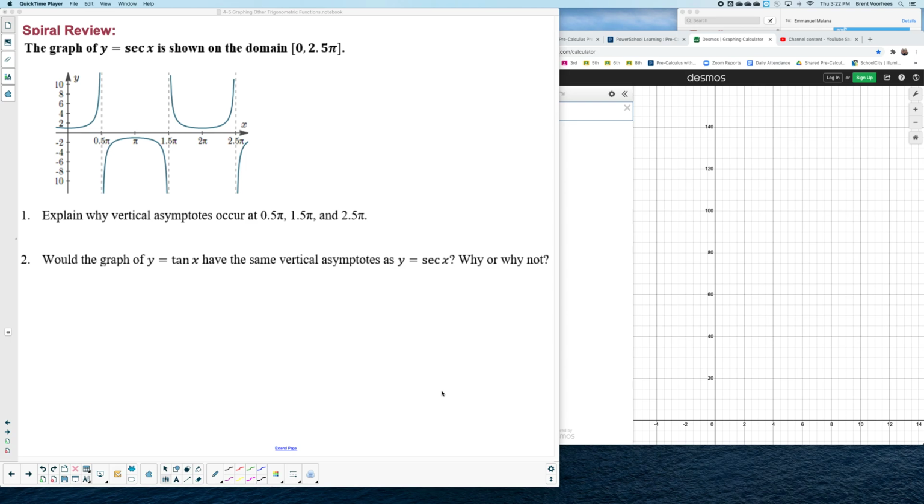This, I'll call it spiral review. It's kind of like an ACP problem here. It says, I'm going to do both these two in this one video here. The graph of y equals secant x is shown on the domain from 0 to 2.5 pi. Explain why the vertical asymptotes occur at 0.5 pi or half a pi, 1.5 pi, 3/2 pi, and 2.5 pi.